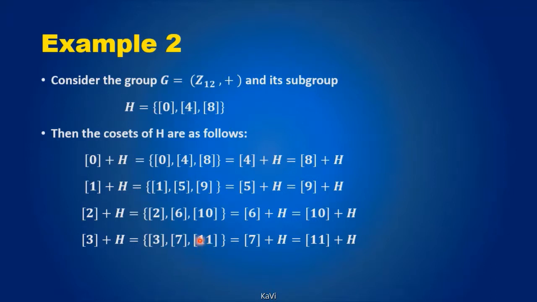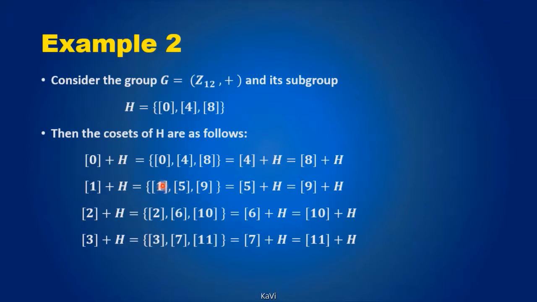Now you may note that 4 plus H is equal to 0 plus H and 5 plus H will result in the same left coset of 1 plus H. This you can verify and we shall confirm this. 5 plus 0 is 5, 5 plus 4 is 9 and 5 plus 8 is 13, which is equivalent to class 1 with respect to addition modulo 12.